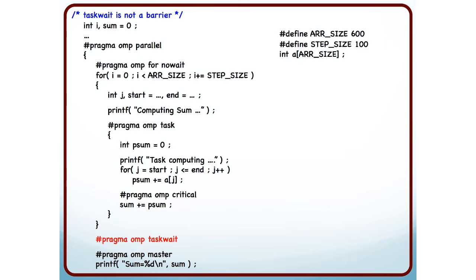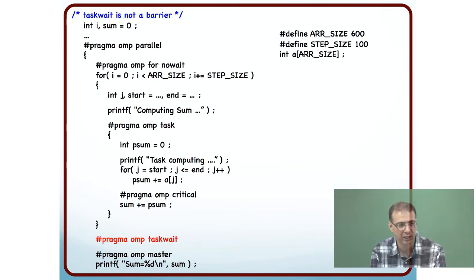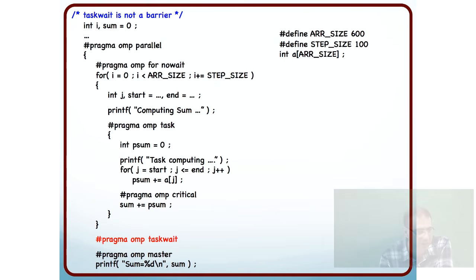So remember that taskwait is not a barrier, right? I hope that is clear. There is a difference between barrier and taskwait. We've seen that barrier does not function as a taskwait, but taskwait also does not function as a barrier, right? And here's a simple example to see that.